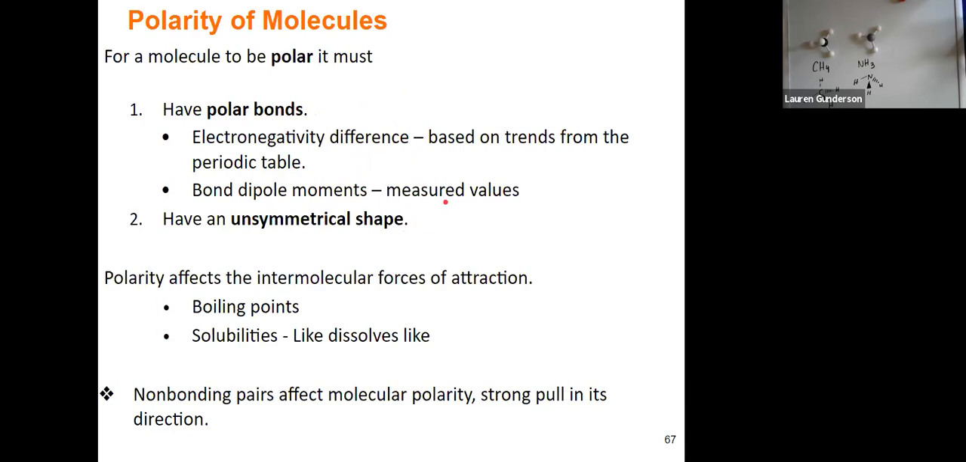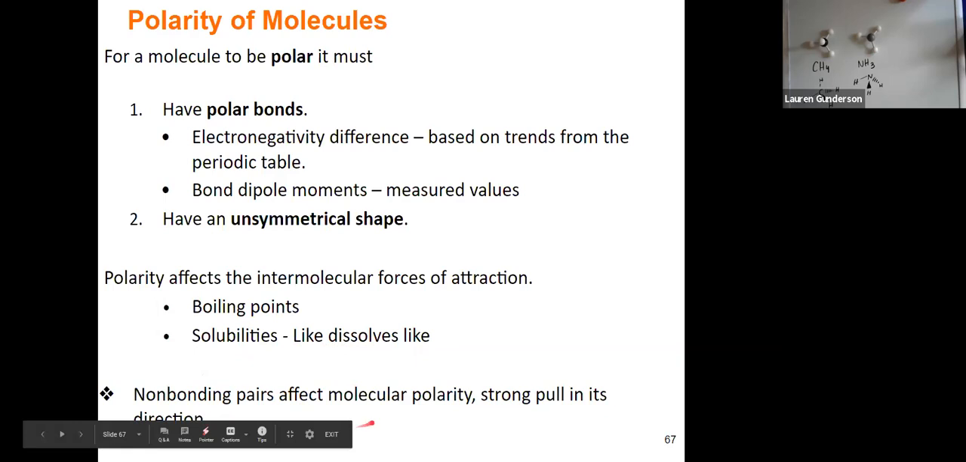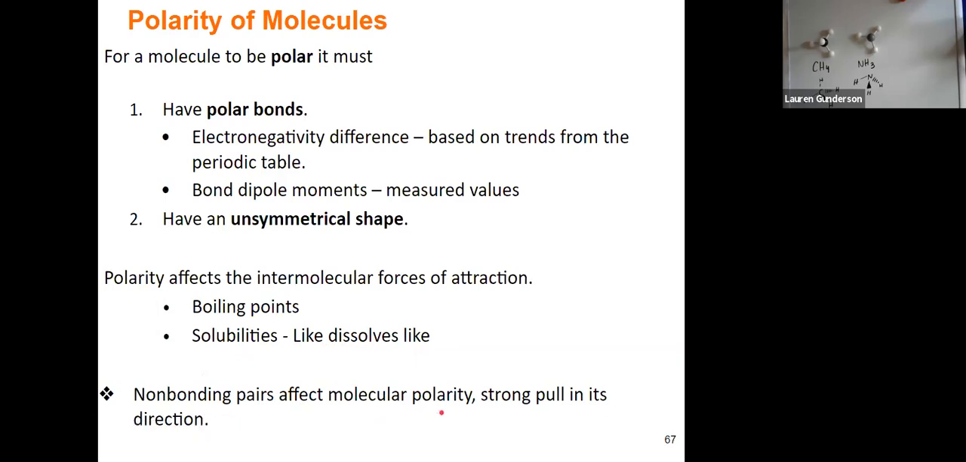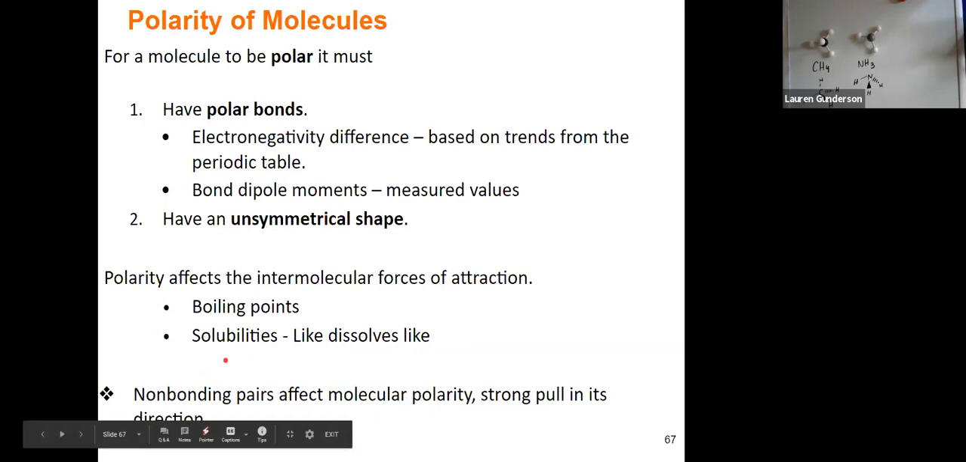And we want to know whether something is polar or nonpolar because it actually affects the behavior of the molecules. It affects things like boiling points, it affects things like solubilities. You may have heard the term "like dissolves like" before. Well, that's because polar molecules will tend to dissolve other polar molecules, where polar molecules will not dissolve nonpolar molecules, and vice versa. Okay, and non-bonding pairs are going to affect the molecular polarity because of their strong negative influence. So we have to keep those in mind when we're determining the polarity of the molecules that we're looking at.